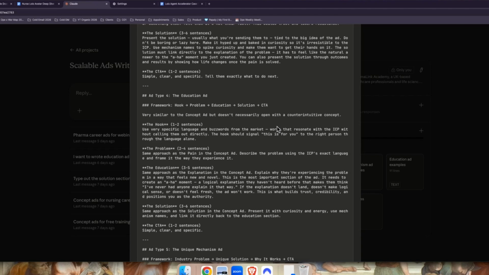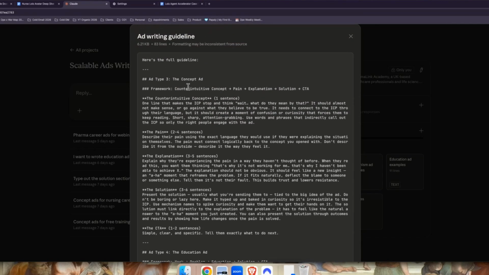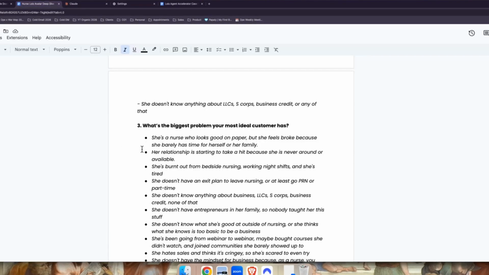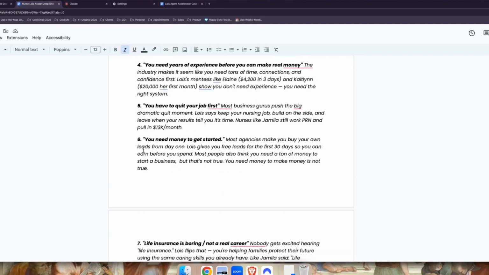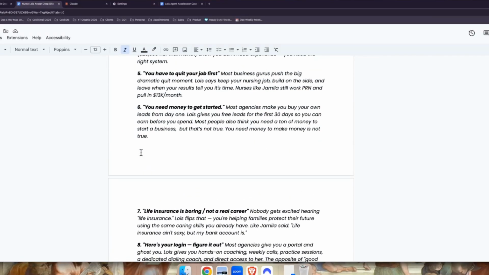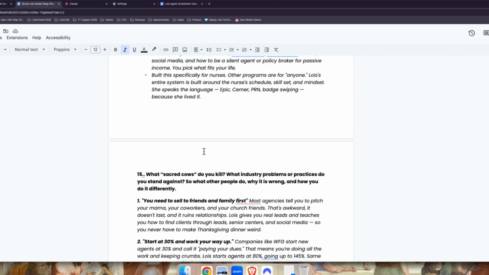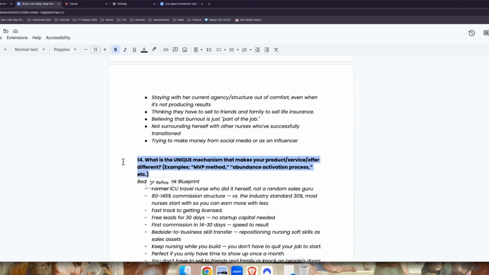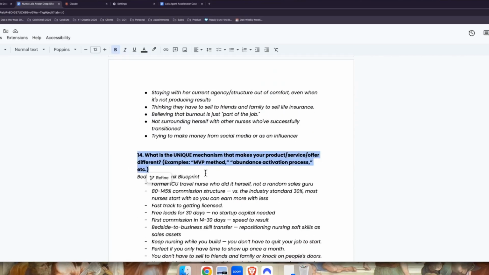So if you're looking for where to get ideas for these ads, for the unique mechanism ads, you want to come to this section here. So inside of the avatar sheet is a section where we talk about unique mechanism. So this one right here. This is where you want to get your ideas from for your unique mechanism ad.